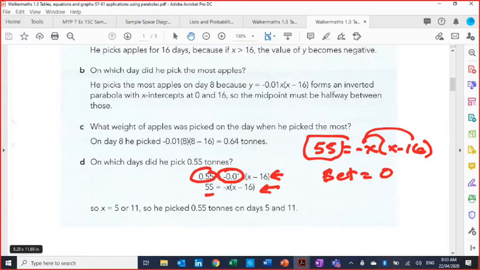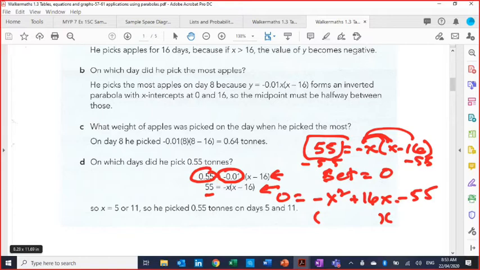So it's negative x squared, multiplying that times that, plus 16x. Move the positive 55 to the other side by subtracting it from both sides. Okay. So I have 0 equals negative x squared plus 16x minus 55. And then we can factor it.